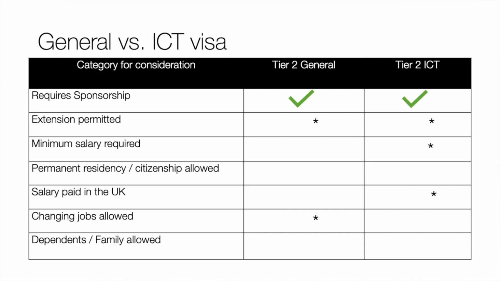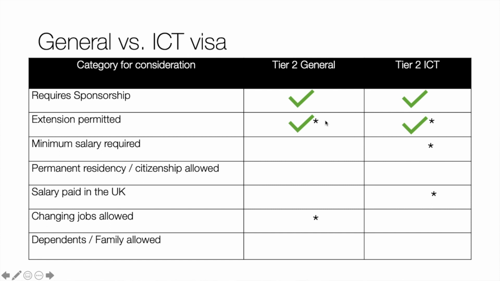The second bit I'm going to talk about is the extension. So both these visas allow you to extend your visa whilst you're in the UK up to a maximum of 5 years. So that's why I've got an asterisk here. So you've got basically a requirement whereby you can extend your visa, but you can only extend it up to 5 years. The difference between the General and the ICT visa on the extension is that at the end of the 5 years, on the ICT visa, you need to return back to your home country or leave the UK.